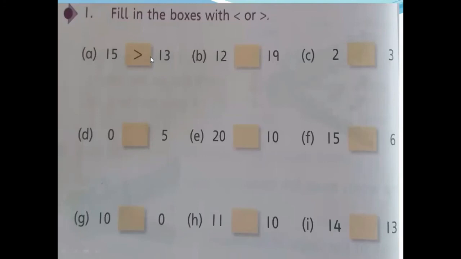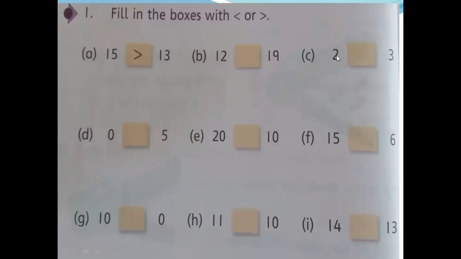So 15, obviously 15 is a bigger number as compared to 13. So we put the sign greater than. So 15 greater than 13. Yes, 12. Is 12 a smaller number or bigger number as compared to 19? Obviously 12 is a smaller number. So 12 is less than. So which sign do we use here? Less than 19.